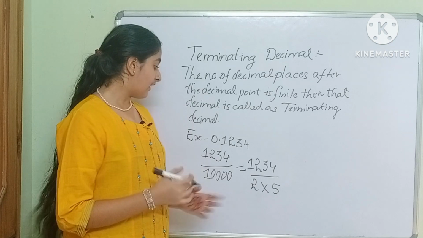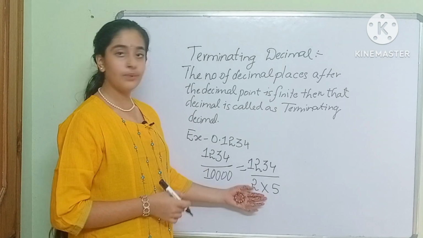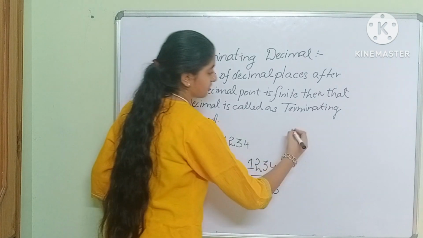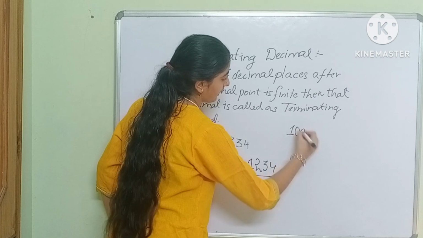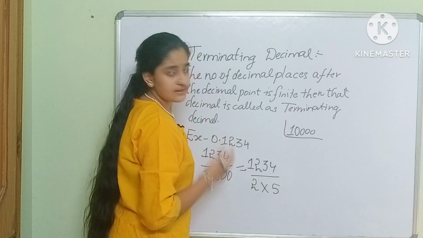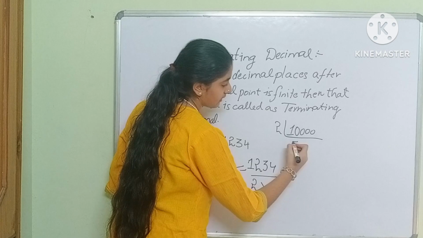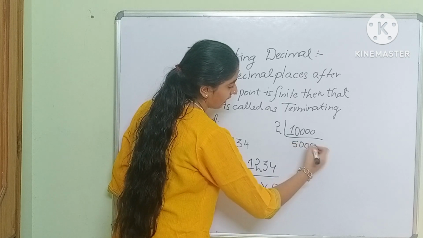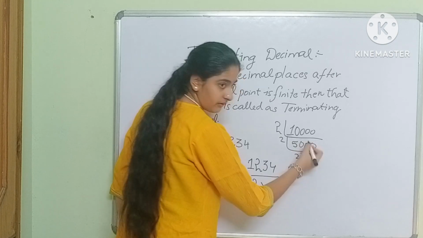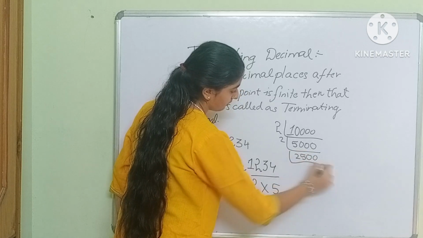Let us do prime factorization for this number and identify it in 2 power m into 5 power n format. So let us do prime factorization of 10,000. First, let us divide it with 2. 2 5s are 10 and write the remaining zeros. 2 2s are 4 and 1 will be going here. So 2 5s are 10, 0, 0.